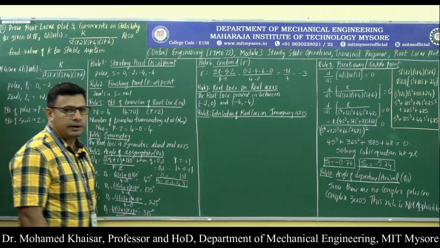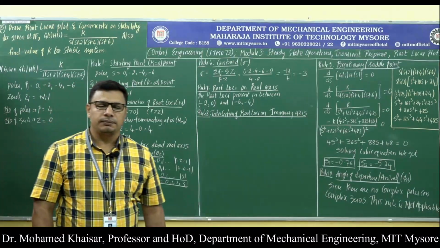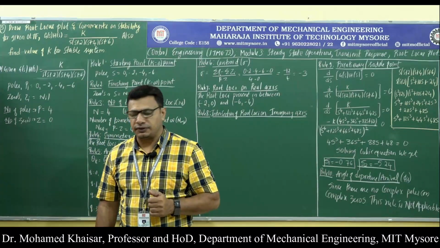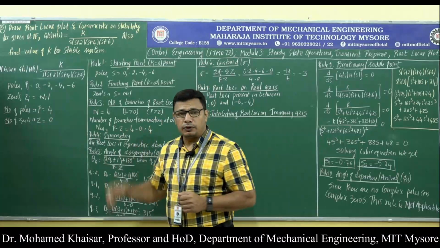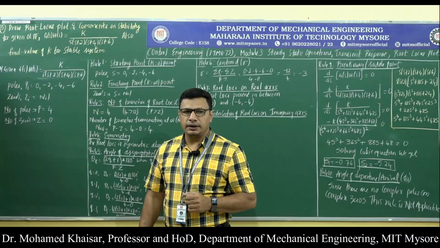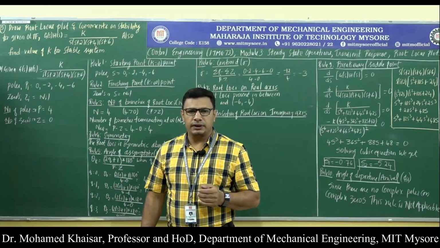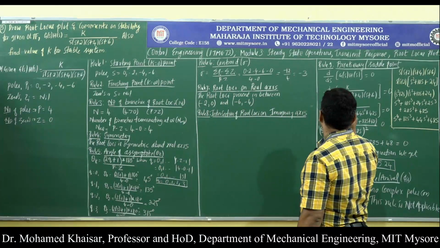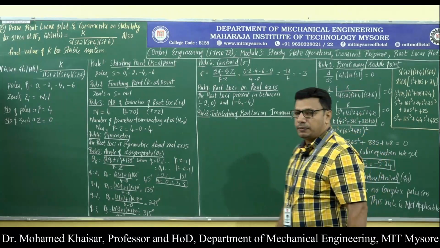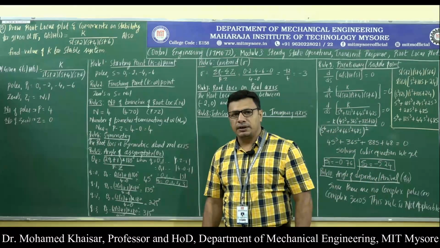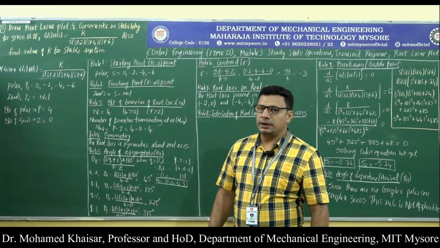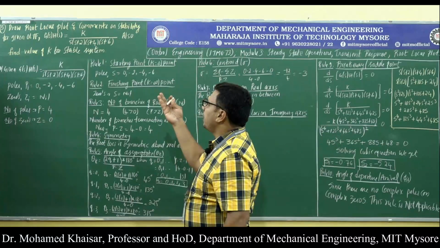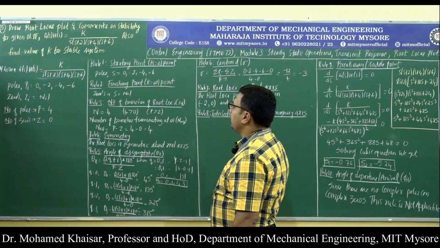Dear friends, let us solve one more variety of problem in the root locus technique for obtaining the stability of the system. This is module 3 in the subject control engineering with the subject code 17ME73, and module 3 is all about steady state operations, transient response and root locus technique, which helps us in obtaining the stability of the system.